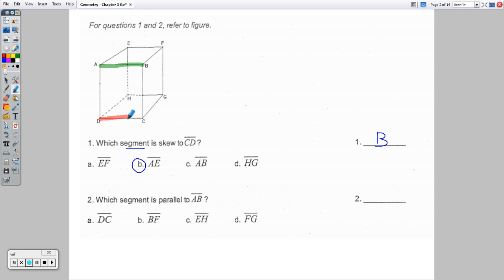If you extended those out indefinitely, they would not touch, and they would be on the same plane, the front of the box here. BF, they would intersect right there at B. EH, they would be skew. They would not intersect, but they're not coplanar either. And FG, it looks like FG would be right here, and that would be skew as well to AB. So it looks like CD is a correct choice, or DC. That is choice A for this one.